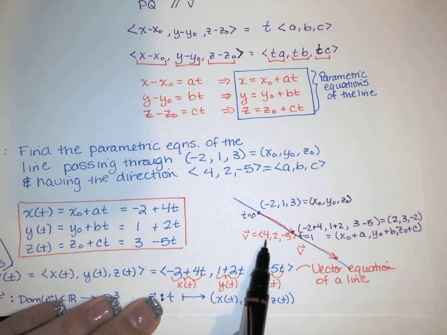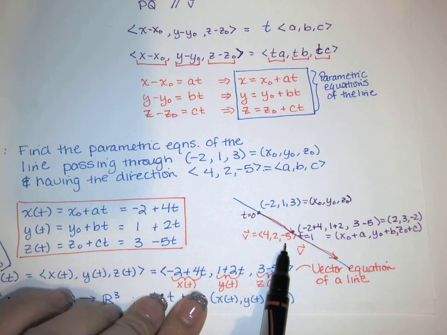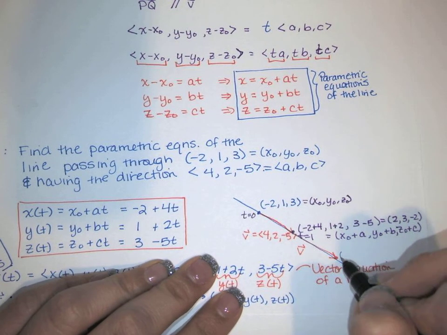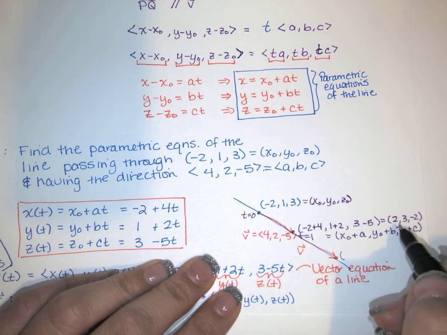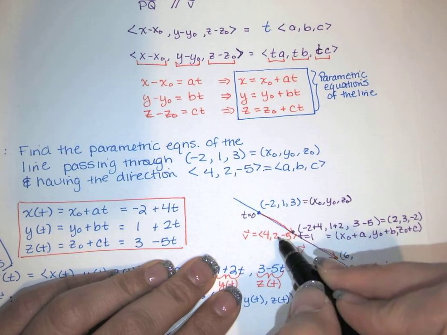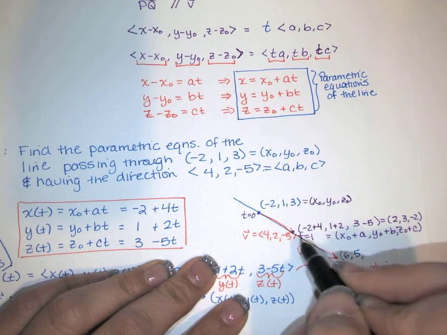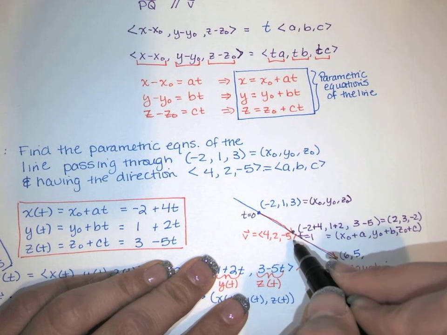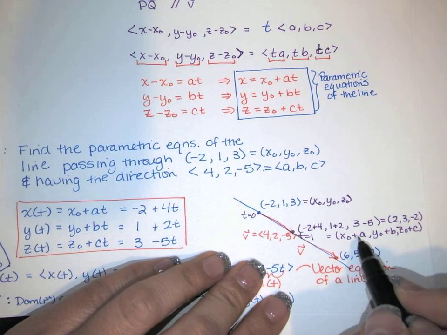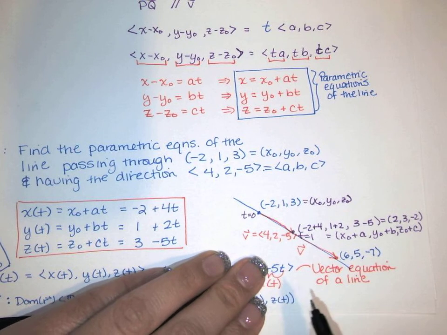We're going to go 4 units in the x direction again, 2 units in the y direction, and negative 5 units in the z direction. So if I start at 2, 3, negative 2, and I go 4 units in the x direction, I'm going from 2 to 6. And then I go 2 units in the y direction, so I'm going to go from 3 to 5. And then I start at negative 2 and I go negative 5 units in the z direction, so I'm going to be at negative 7. And so this is x naught plus 2a, y naught plus 2b, z naught plus 2c.